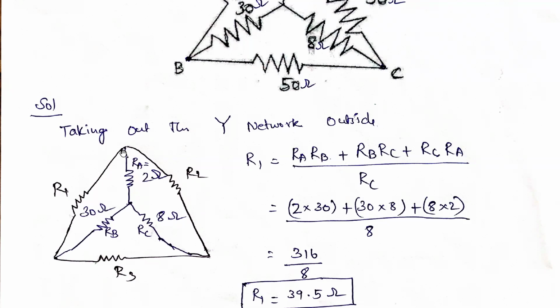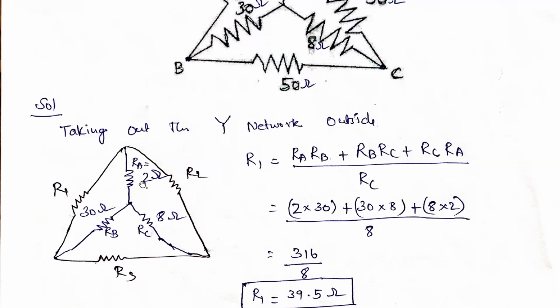R1 is equal to RA RB plus RB RC plus RC RA, divided by whichever resistance is not connected to that side, which will come in the denominator. That is the formulation we have already seen in our previous classes. The numerator is the combination of all the resistance multiplications added together, divided by RC.